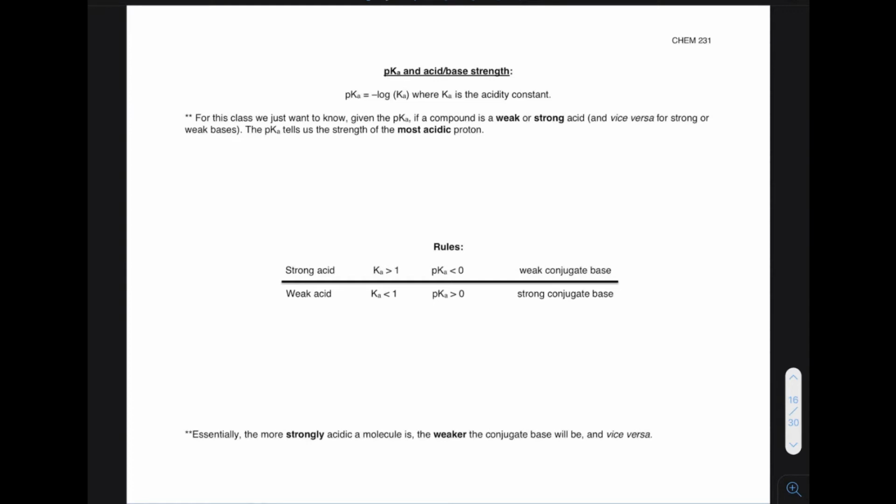Hey guys, in this video we're going to be talking about pKa and its relationship to acid-base strength. You can see in this definition here, pKa is equal to the negative log of Ka, where Ka is defined as the acidity constant, right? If you remember from general chemistry, when we're talking about Ka, what it's really saying is that it sort of defines the strength of an acid by the extent of its ionization in water.